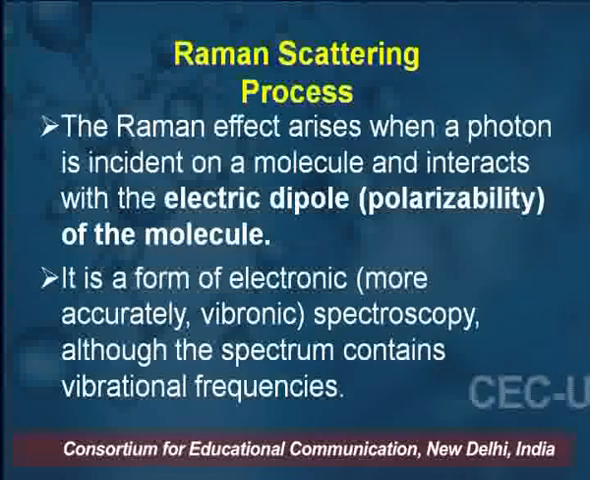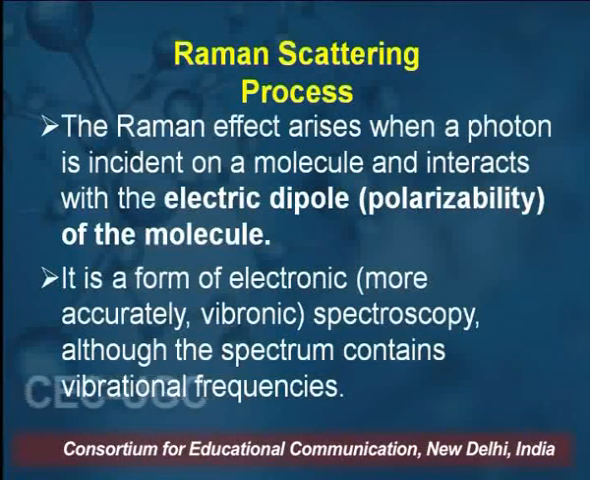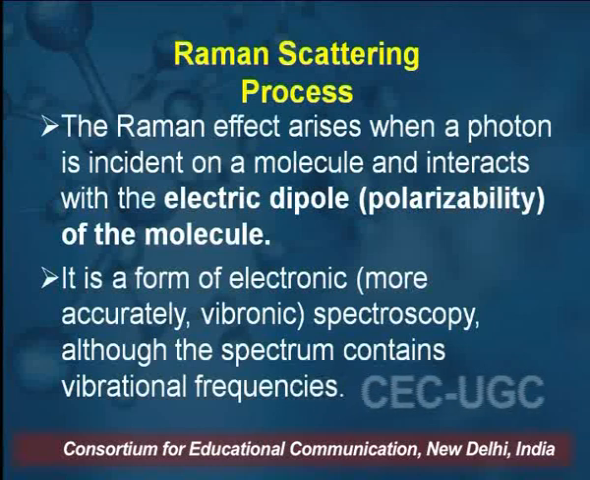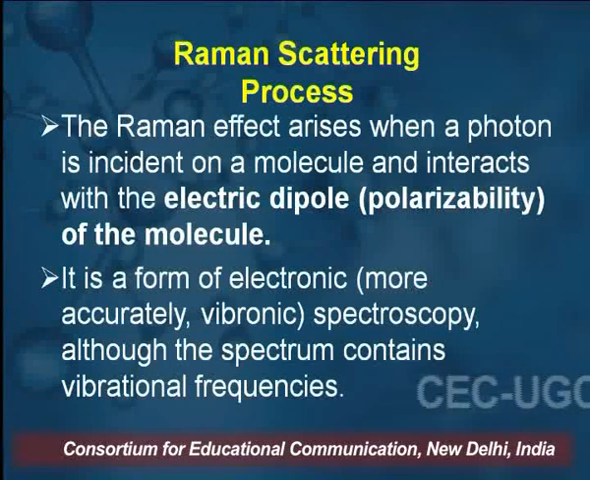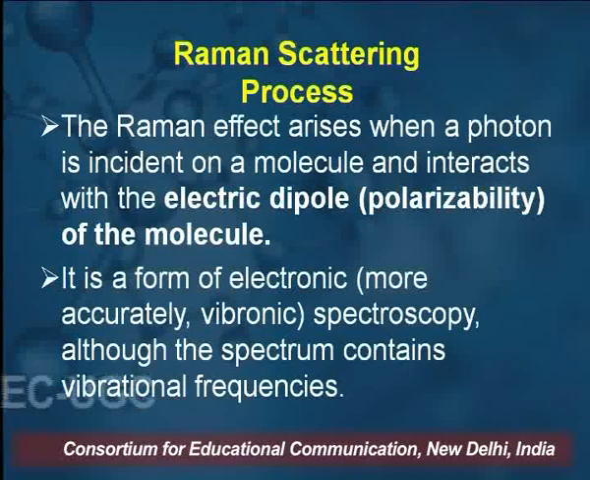But what is the process? Raman scattering arises when a photon is incident on a molecule and interacts with the electric dipole polarizability of the molecule. As we know, when laser light falls, the photon interacts with the molecule of the sample, and then there will be a change in the electric dipole.